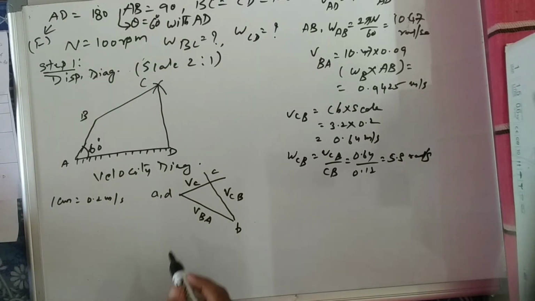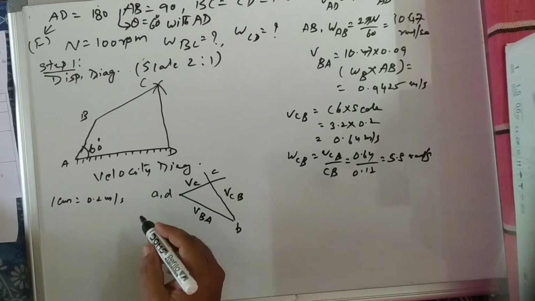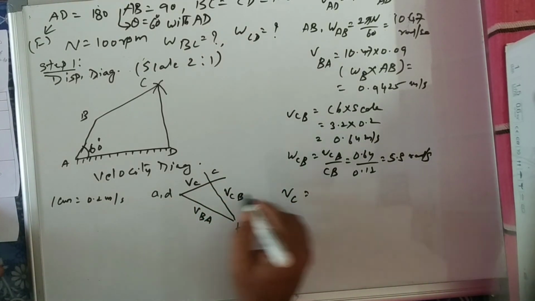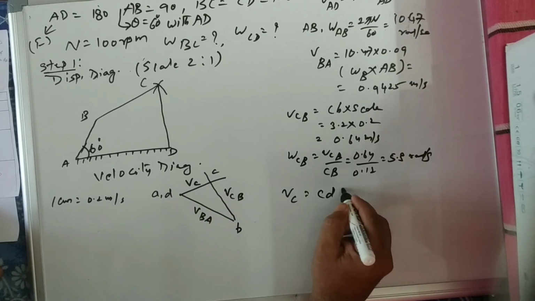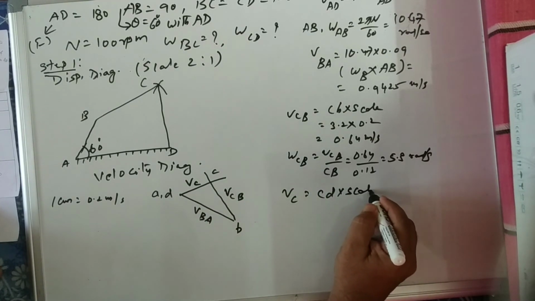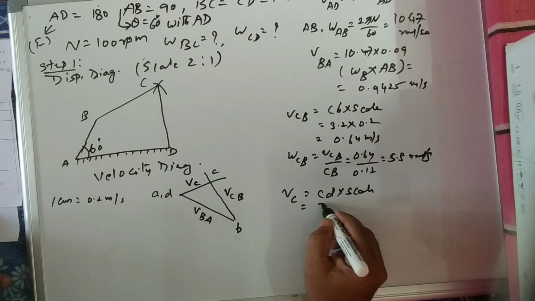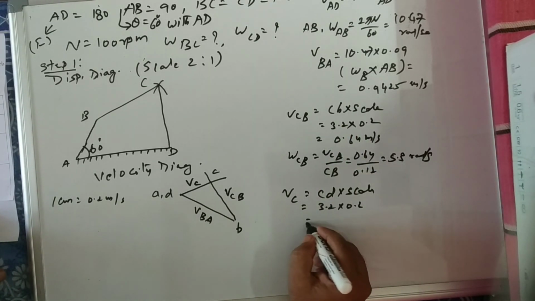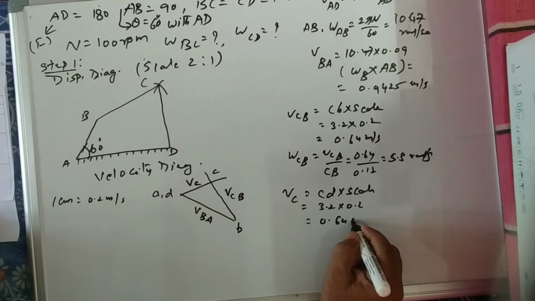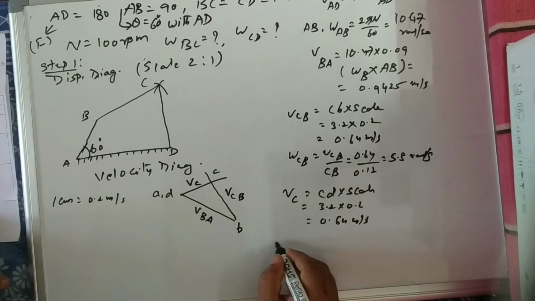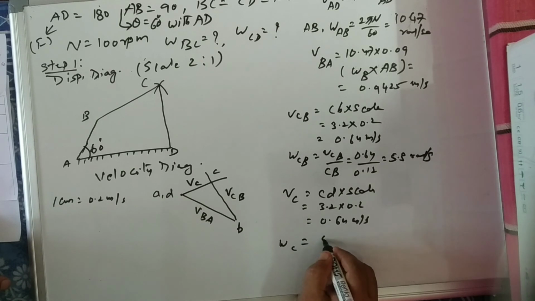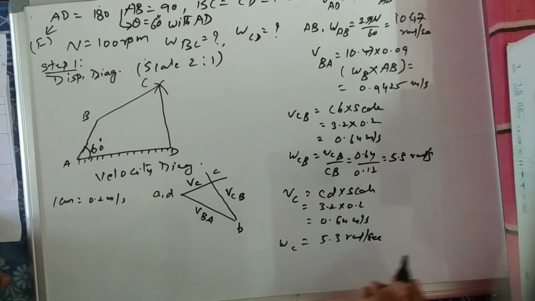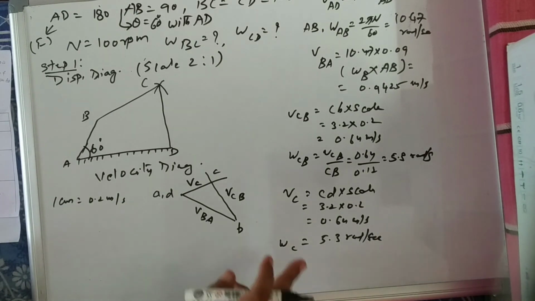Similarly, for the link CD, this velocity is VC, which is equal to CD into scale. CD is again the same value, 3.2 into the scale 0.2. So both are the same. Here also I get 0.64 meters per second. And similarly, omega CD is equal to 5.3 radians per second. So this is how the velocity analysis is done.